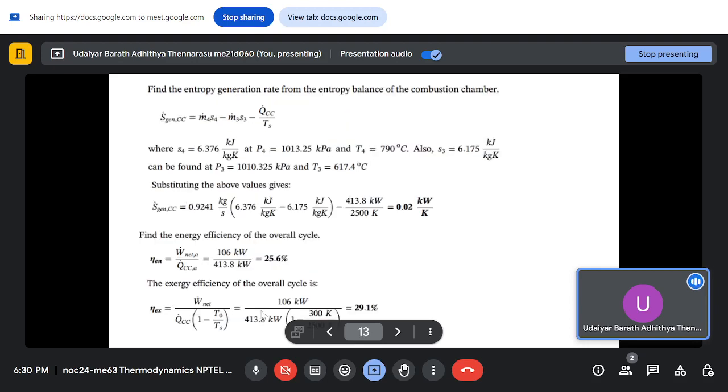Now the next part of the question was to find out the entropy generation in the combustion chamber. So for that we will do an entropy balance across the compressor.